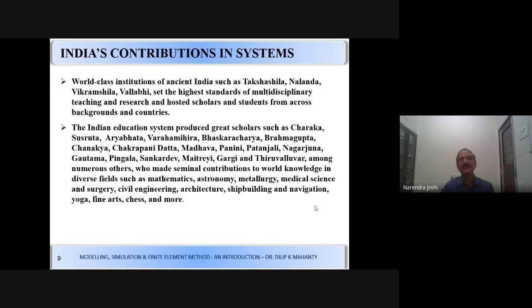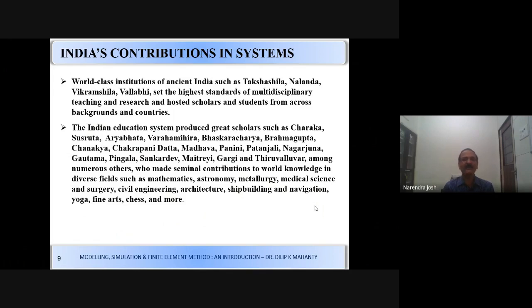This education system produced great scholars, some of whose names I have put here: Charaka, Sushruta, Aryabhatta, Varahamihira, Bhaskaracharya, and their contributions are enormous. What we talk about today, putting a great telescope in space to study the cosmos and do the calculations, some of them did sitting on this earth, with tremendously accurate calculations. So they modeled this.